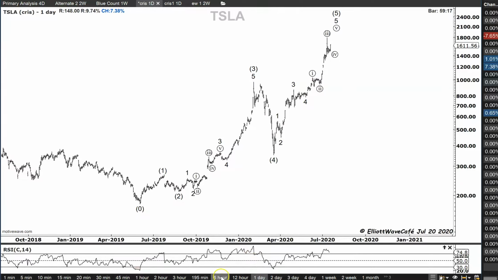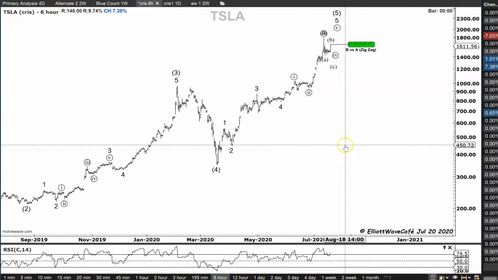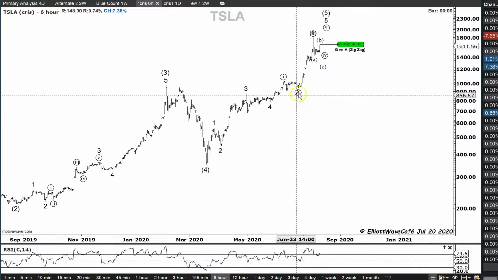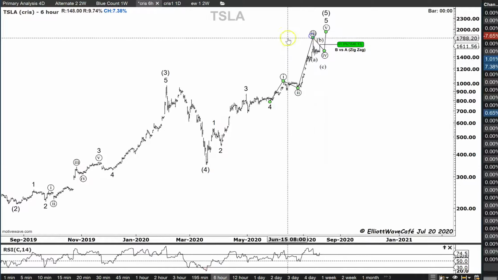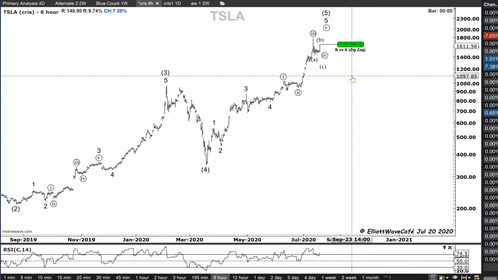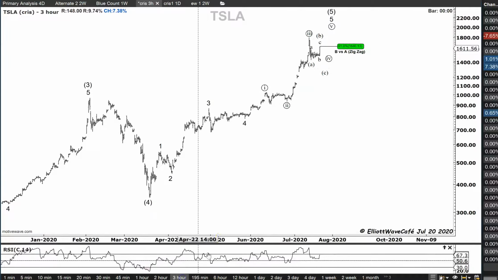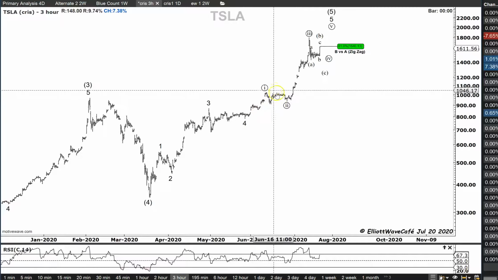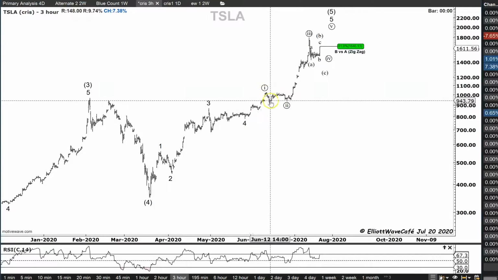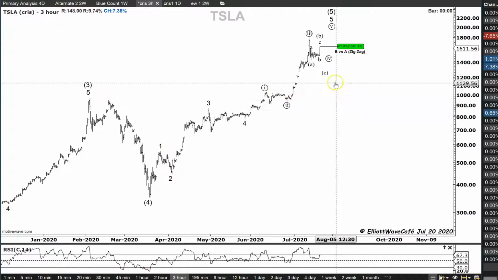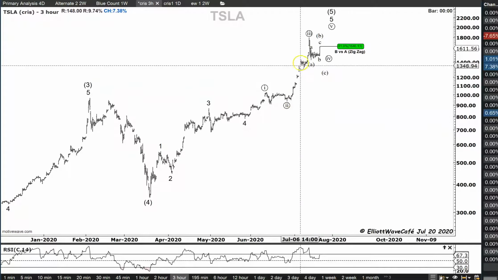I can go here to a 6-hour chart and just look at this and say, well, let me just kind of do this here. There you go, like that. Even lower to a 3-hour, and then just kind of look inside the structure, right? It's a wave 1, you have a nice ABC up here for the 2, and then you have another 1, 2, 3, 4, and 5.